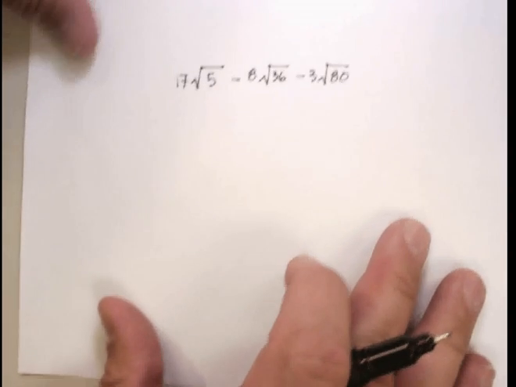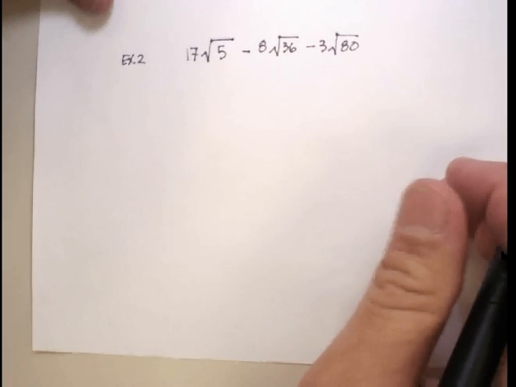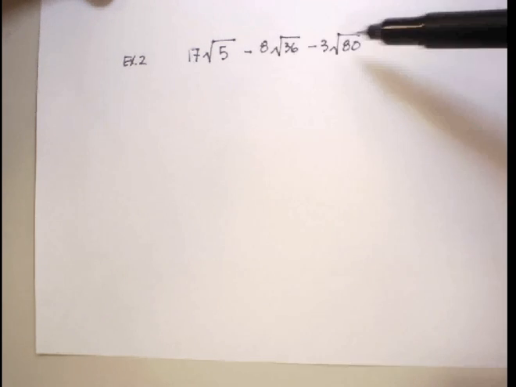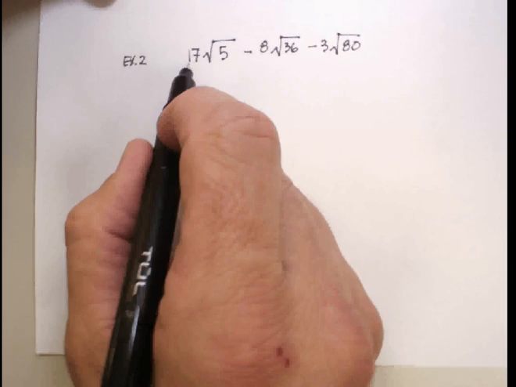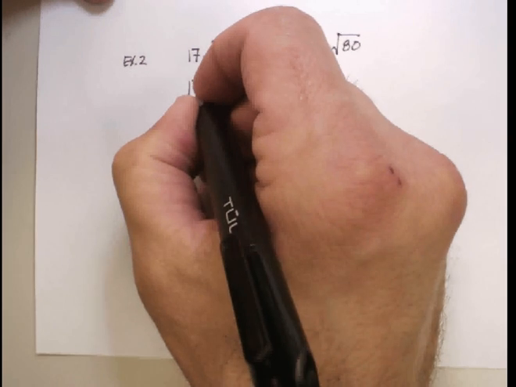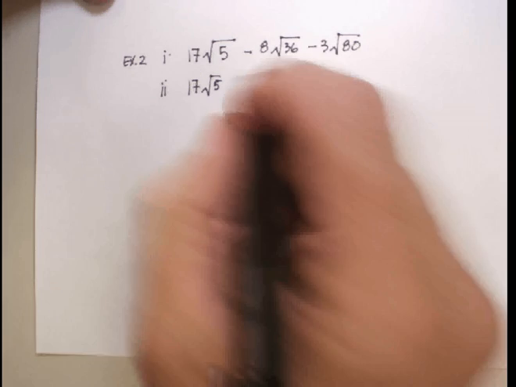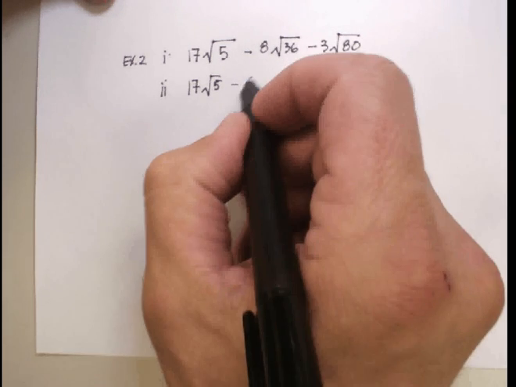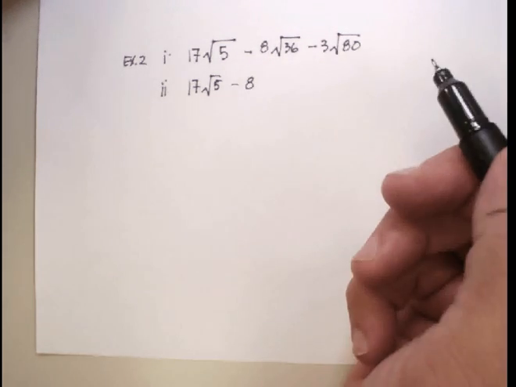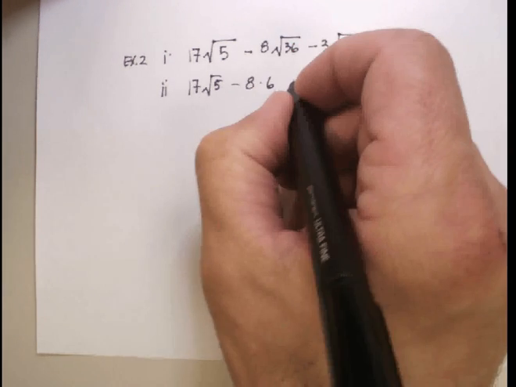Let's try example number 2 now, where there's some subtraction going on. Alright, so here we go. I'm going to do the same idea as before and see if I can simplify each of these individual radicals. 17 radical 5 is already simplified, and there's nothing I can do with those because both are prime numbers, so let's leave that one alone. Now, subtract 8 times the square root of 36. I already know that's 6, so it's 8 times 6. That part's taken care of.